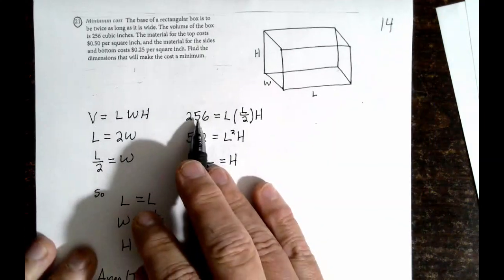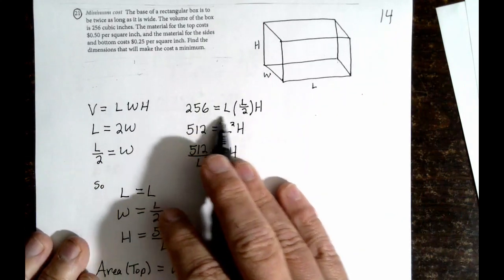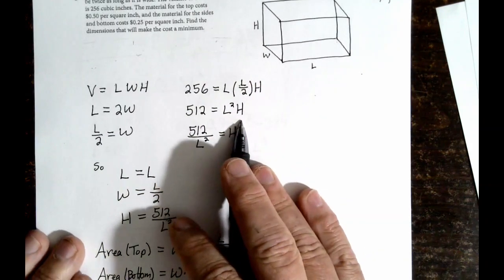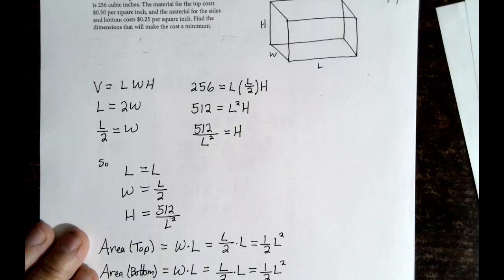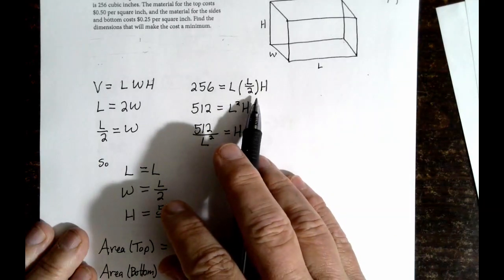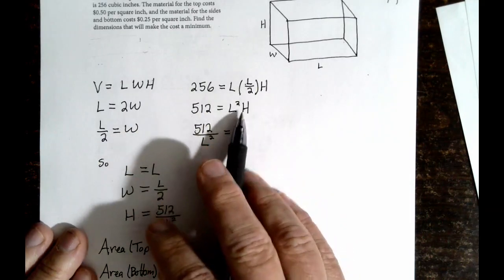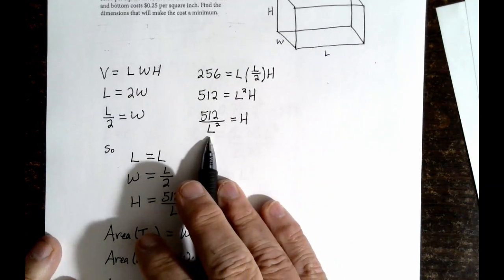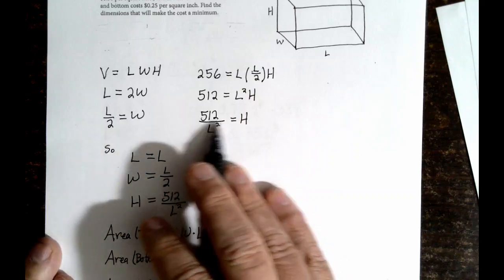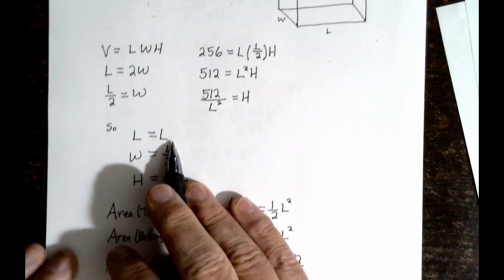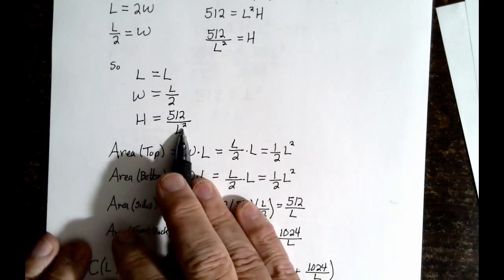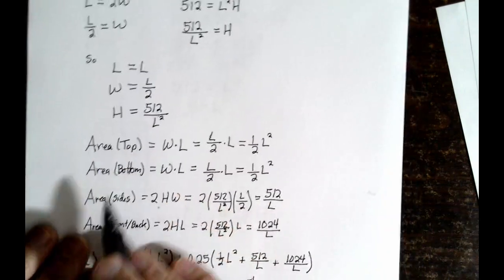And if you say the volume equals 256, and you let W equal L over 2 like we found, you get this here. When you multiply both sides by 2, and then divide by L squared, now you know H in terms of L. So you got W in terms of L, H in terms of L, and L is of course in terms of L. So L is L, W is L over 2, and H is 512 over L squared.